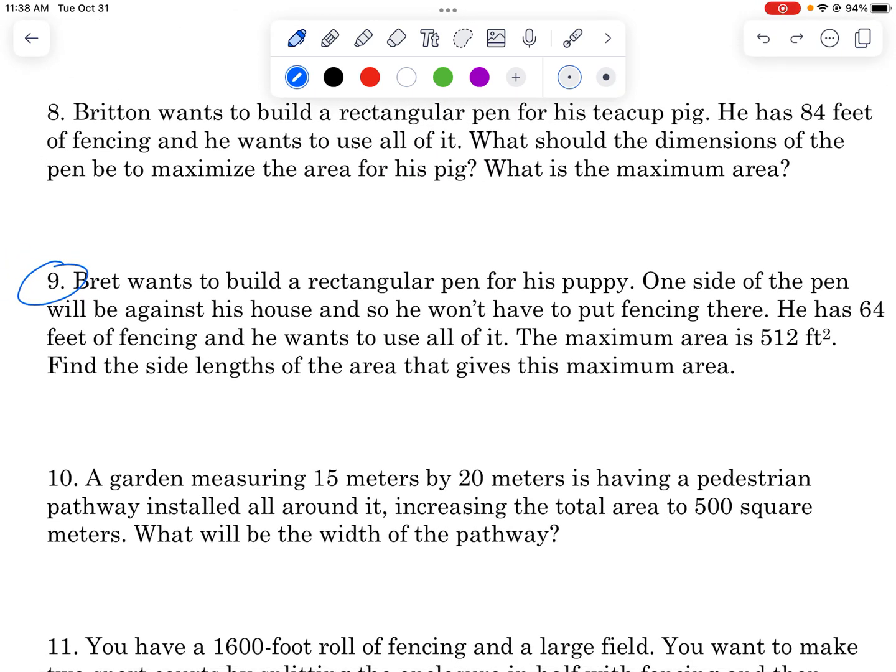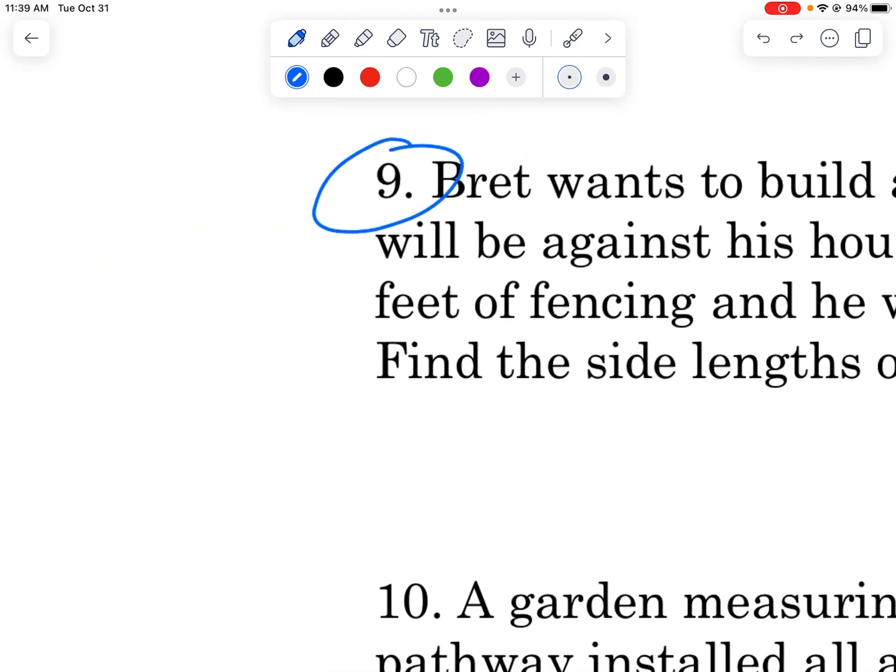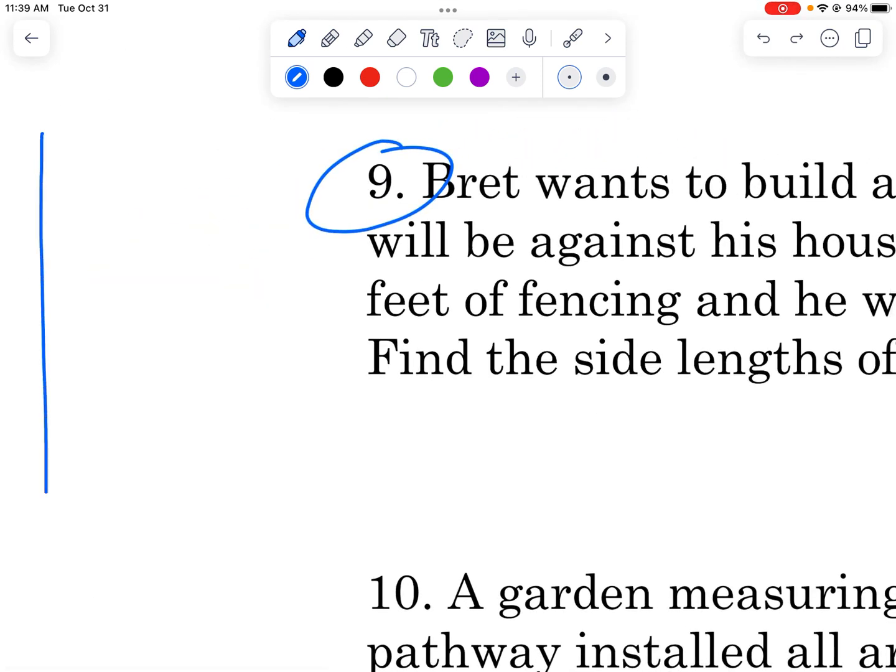We got Brett. He's making a rectangular pen for his puppy. One side of the pen is against the house, so he won't have to put fencing there. He has 64 feet of fencing. He wants to use all of it. The maximum area is 512 square feet. Find the lengths that give this maximum area. Okay. So let's go ahead and draw a picture.